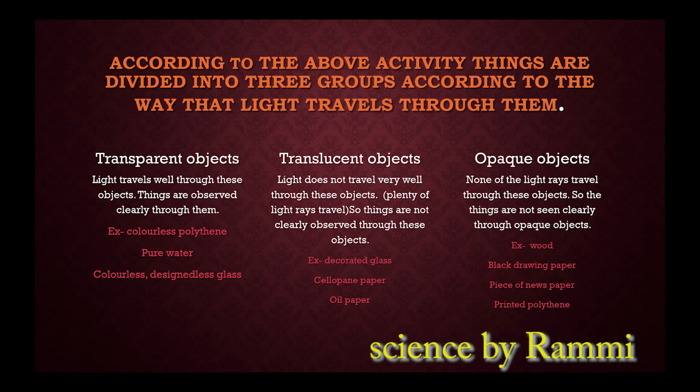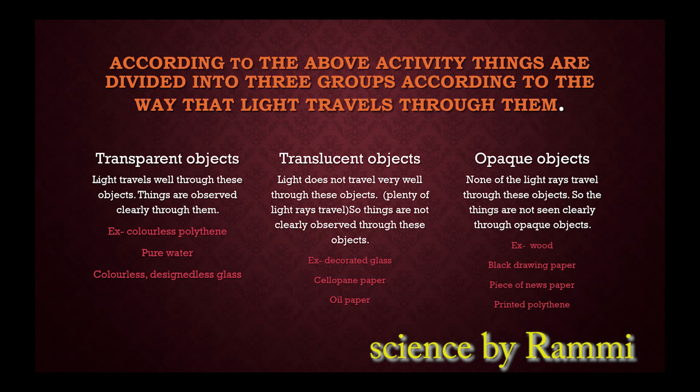Through some objects, light travels very well. We call these objects transparent objects. Colorless polythene, pure water, colorless designless glass are some examples of transparent objects.